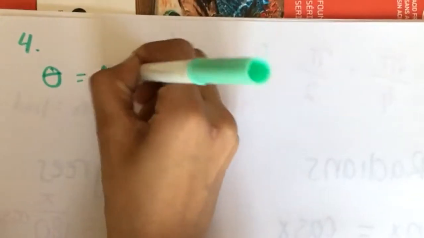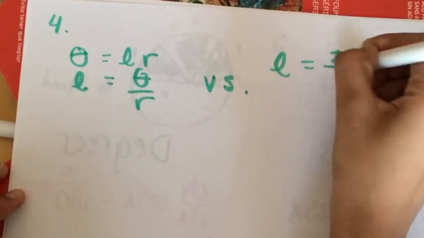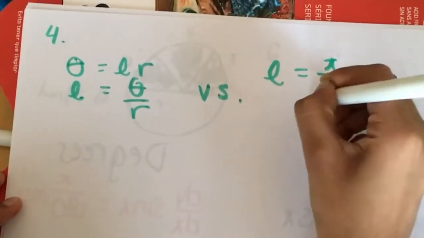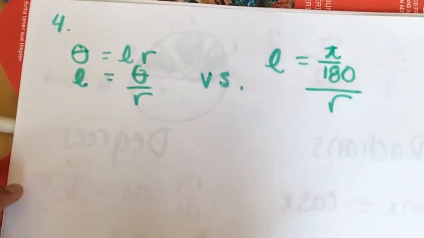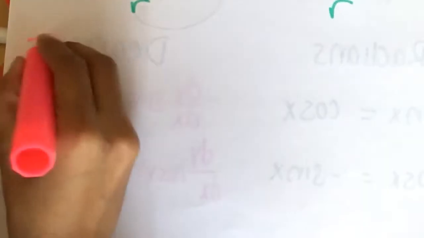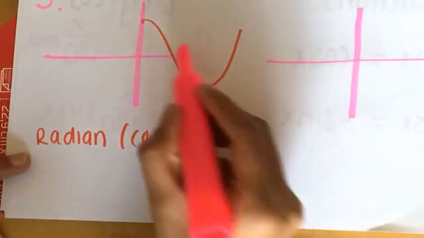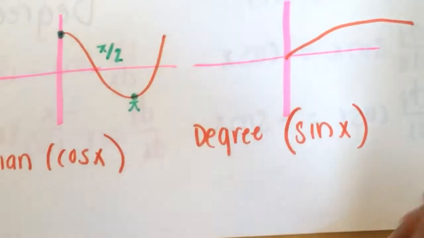4. Easiest way to find the length of an arc sector, whereas in degrees you have to convert it and use pi over 180. 5. The graph of radians also looks much simpler than the graph of degrees, as that one is more stretched out.